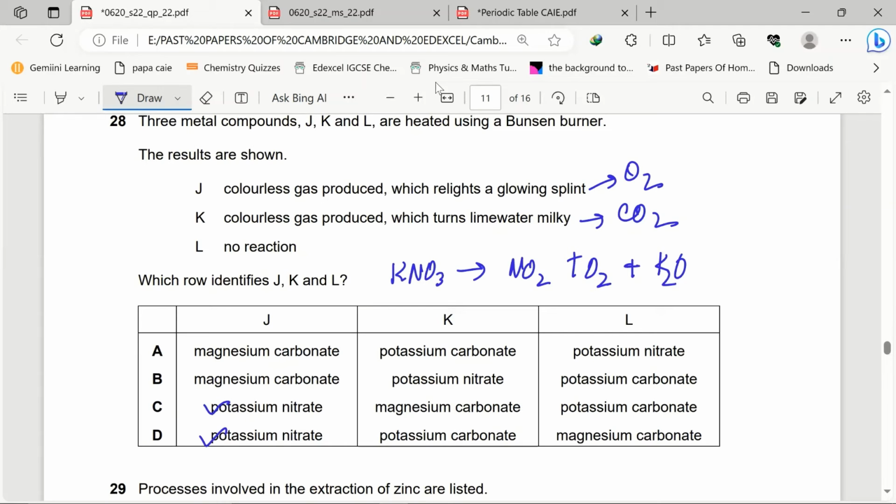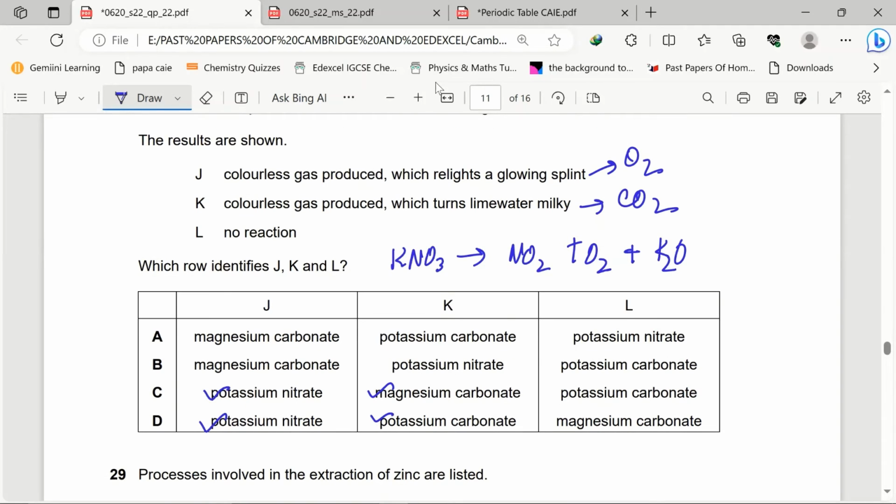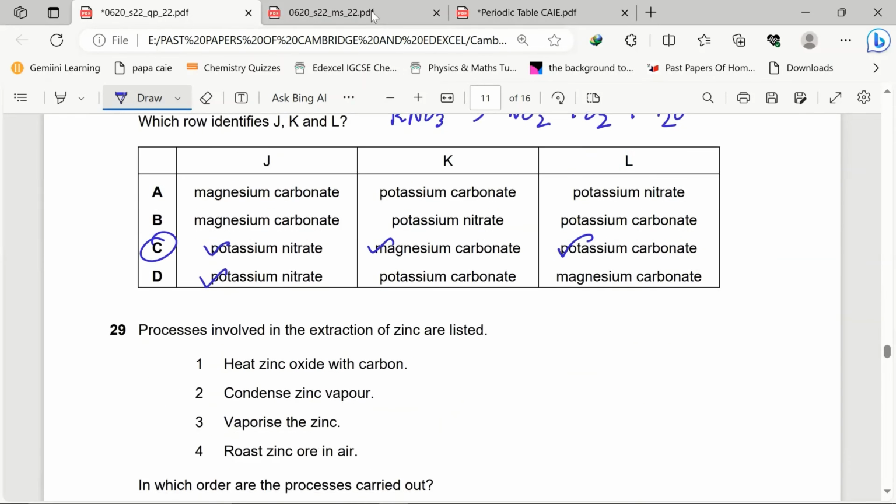And K is a colorless gas which turns lime water milky, so it should be magnesium carbonate or potassium carbonate, anyone in between. So both are correct. Both carbonates will be decomposed to give carbon dioxide. And for L, no reaction. So which will give no reaction? Is it potassium carbonate? We know potassium carbonate and magnesium carbonate, in between them, potassium carbonate is very stable. It is group 1. So potassium carbonate does not react. So this should be the correct answer. So C is the only correct answer.